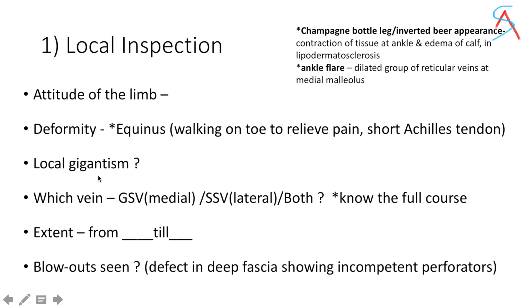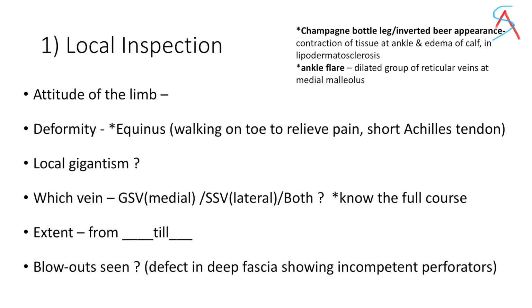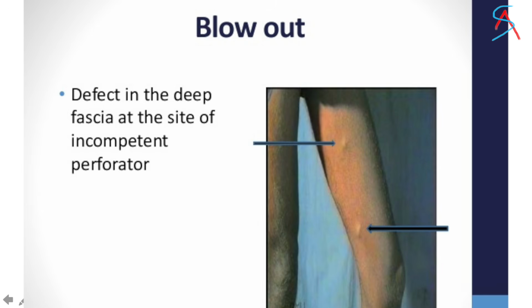Look for any local gigantism. Look for which side of the vein is affected. For the medial side, generally there would be the great saphenous vein. For the lateral side, there would be the short saphenous vein. For this, you must know the full course and anatomy of the great saphenous vein and short saphenous vein. You have to tell from where to where the vein is affected. You have to mention if any blowouts are seen. Blowouts are the defects in deep fascia showing the incompetent perforators.